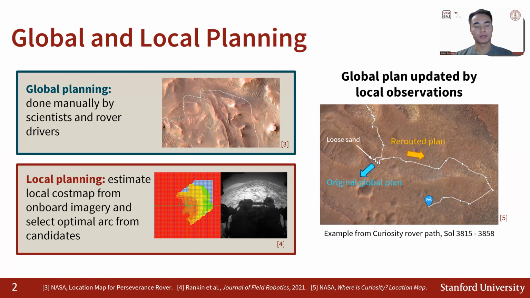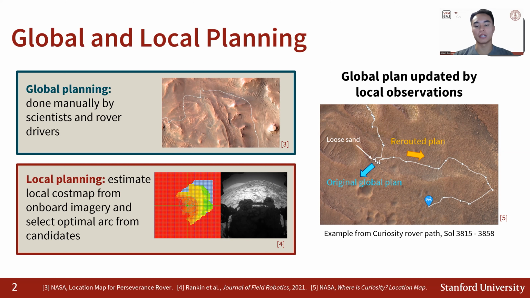A crucial step in rover autonomous navigation is path planning, and this is typically split up into 2 levels, global and local. Global path planning is done manually by scientists and rover drivers based on global information such as satellite imagery. And local planning is done on board the rover, and the rover estimates a local cost map of its surroundings based on onboard imagery, and then selects an arc to drive based on this information. Now, typically the local planner tries to track the global plan and stay as close to it as possible, but there are times where the global plan needs to be updated based on local observations.